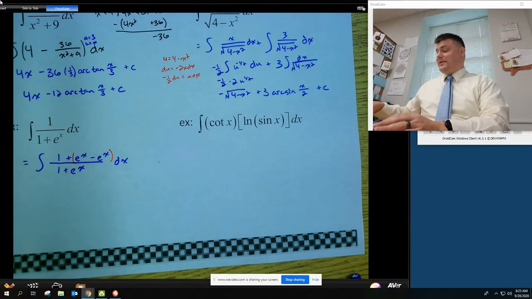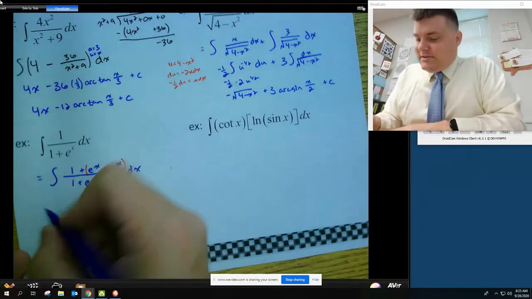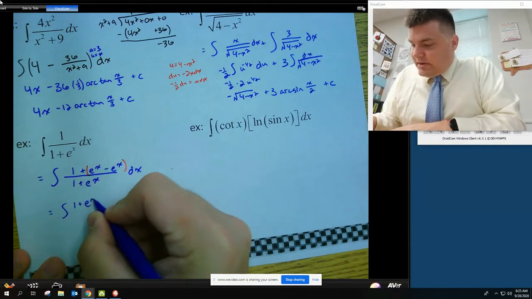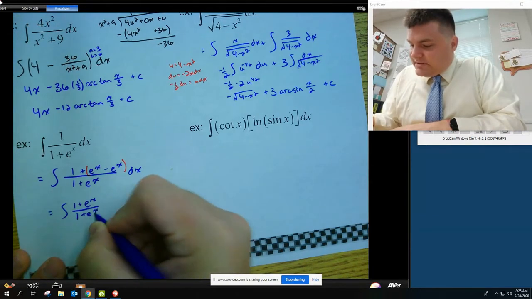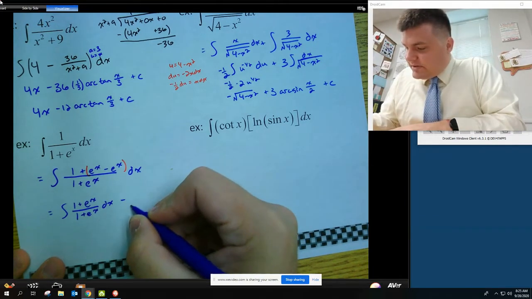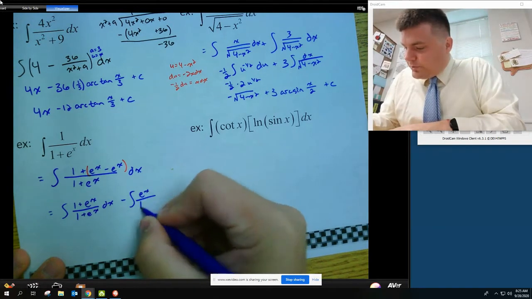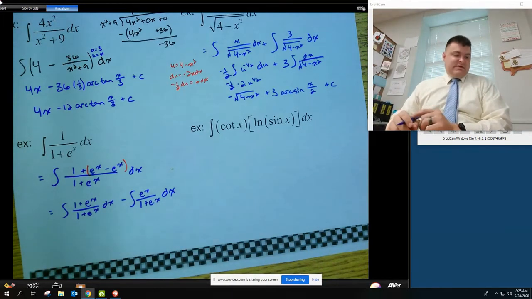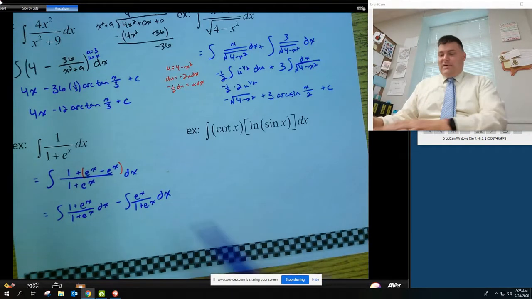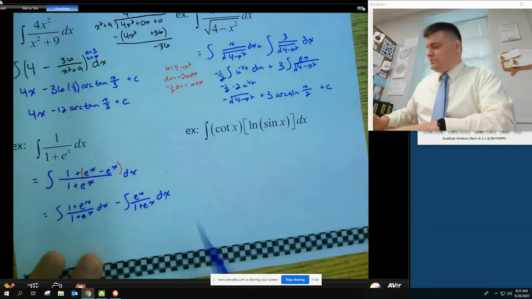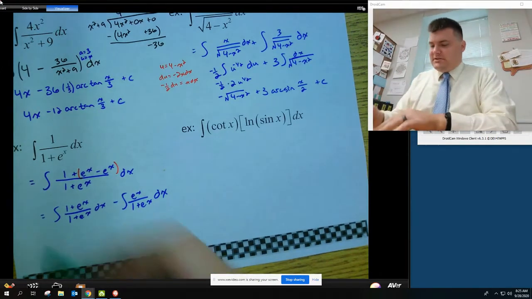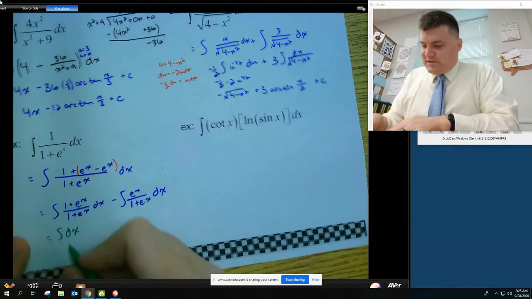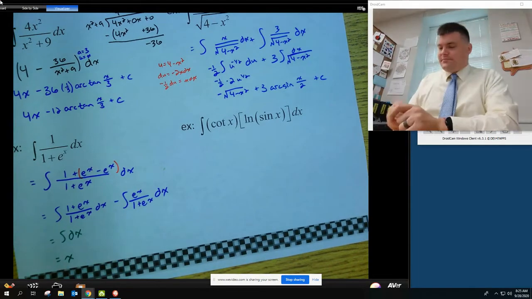Now, because of this, I can separate this into the integral of 1 plus e to the x over 1 plus e to the x dx minus the integral of e to the x all over 1 plus e to the x dx. Once you do that magic trick, we got this. But you gotta know the magic trick. Okay, so once we're here, this first one just equals 1, right? This just equals dx, which is going to give me an x value.